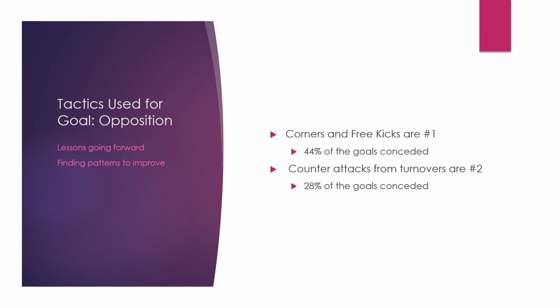Now that number actually gets worse because I built the presentation and ran the numbers prior to the RSA game on Sunday, and I'm recording it after the RSA game. And once again, we let in a corner kick goal and we let in a free kick goal to lose that game.